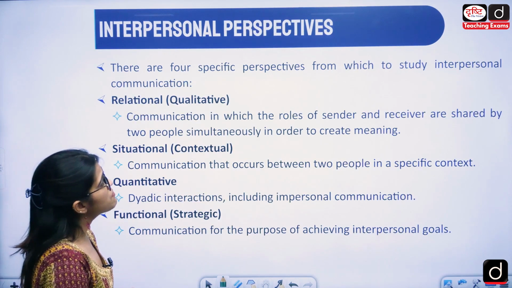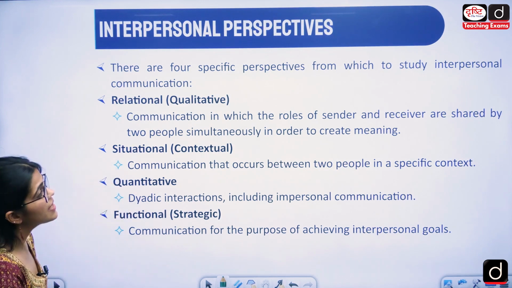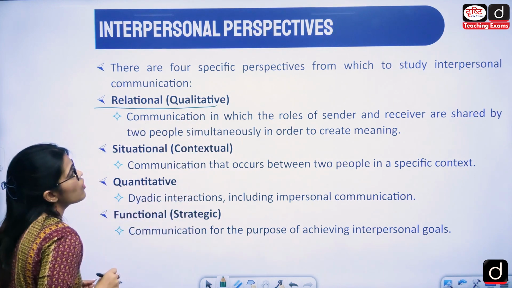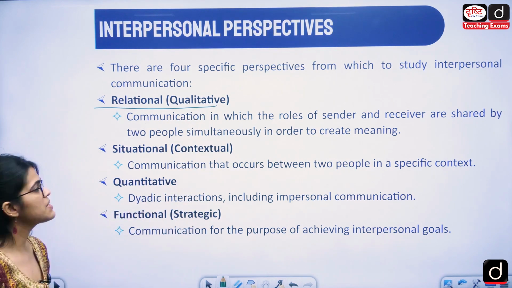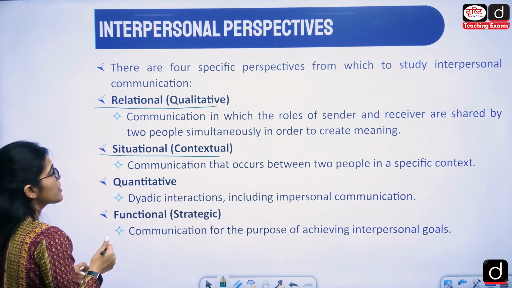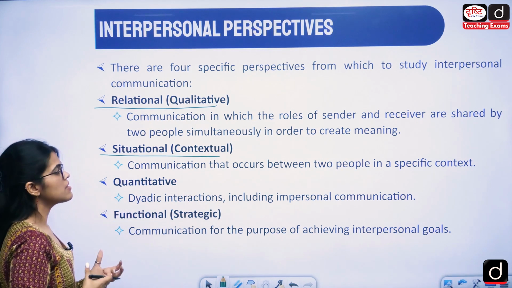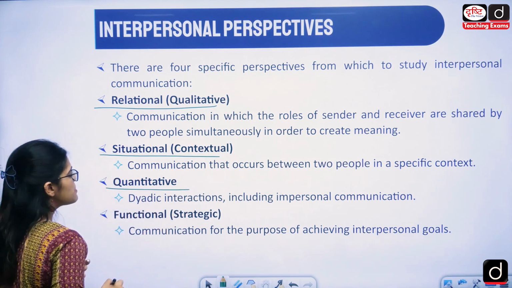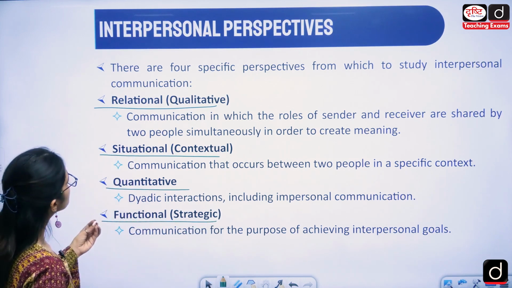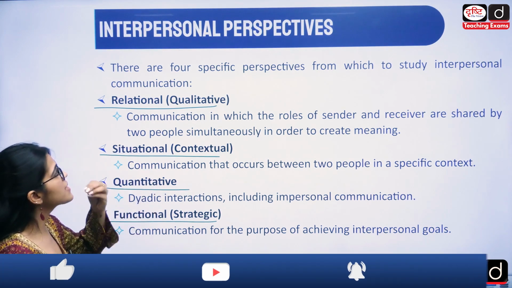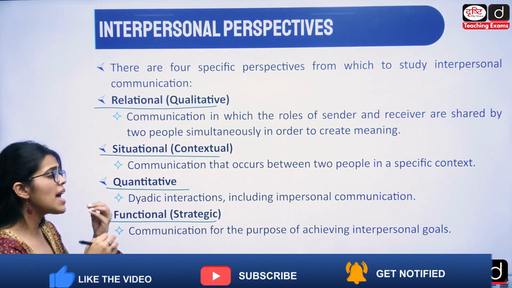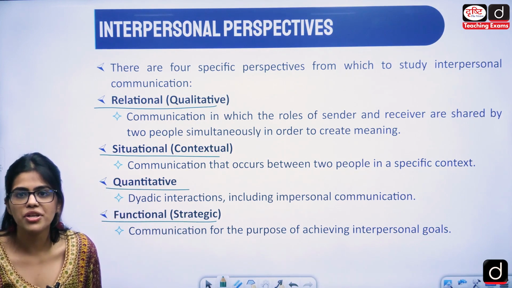There are about 4 specific perspectives when we study interpersonal communication. These are as follows. The relational, that is also the qualitative perspective. The situational, that talks about the contextual perspective, because the context is very important when two persons are talking to one another. The quantitative aspects and the strategic effects, that are also called the functional effect. Let us look at these various perspectives that can affect interpersonal communication, and they are impacted by interpersonal communication also.